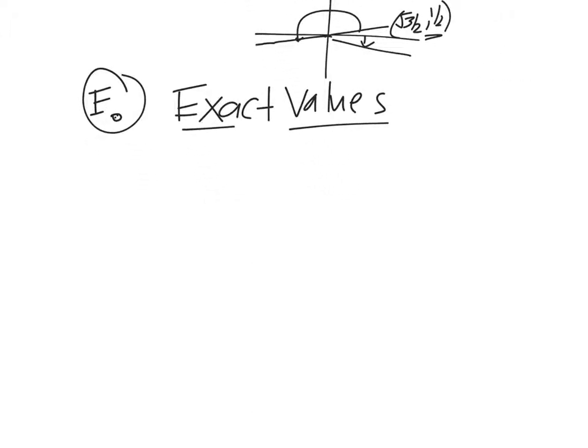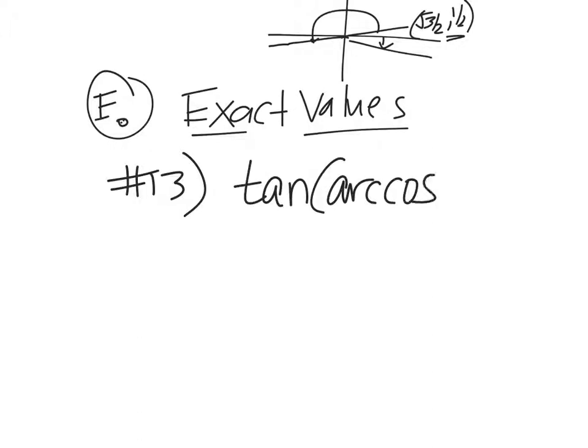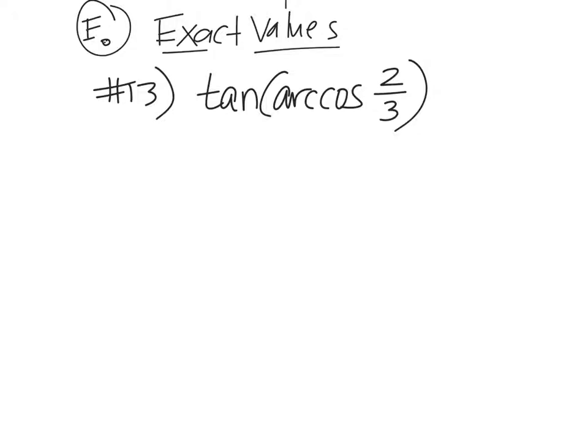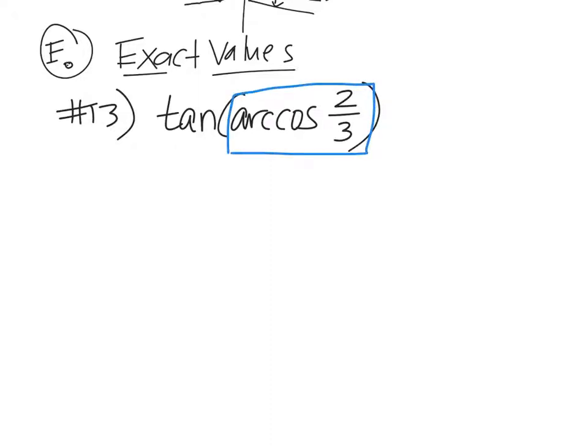So here we go. Number 13. We're going to evaluate the tangent of the arc cosine of 2/3. Okay? Now, as you know, 2/3 is not one of our special numbers that we keep seeing, these rad 3 over 2s, rad 2 over 2s, 1/2, stuff like that. This is not a unit circle problem. Okay? This is a totally different problem. It's going to be a problem where you're going to set up a right triangle. So this is what I want you to do. I want you to first start by letting inside of here equal some variable. The book likes to say it equals u.